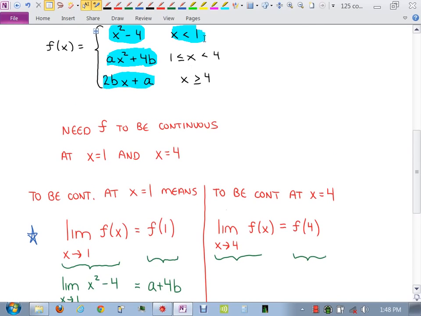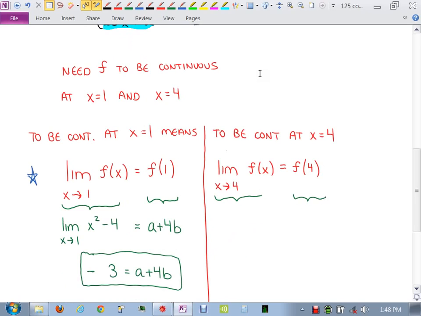So where do I plug in? If I actually want to plug 4 in, first, second, or third function? Third one, because I've got greater than or equal to, right? So what am I plugging in for x there? 4. Plug 4 in, and what would you get? 8b plus a.